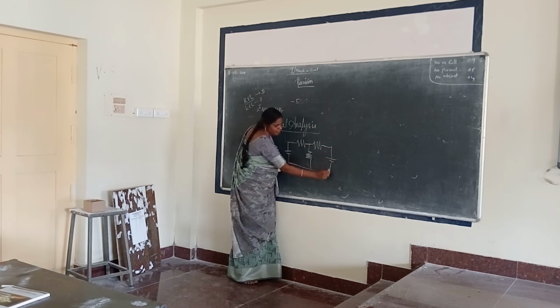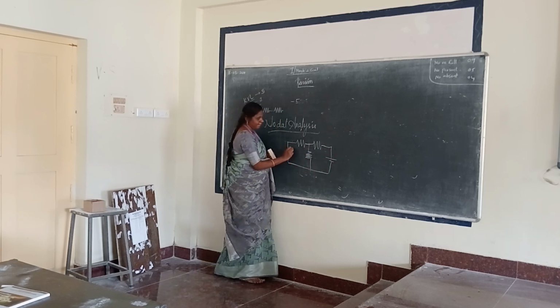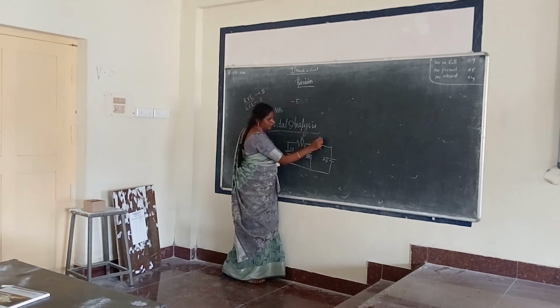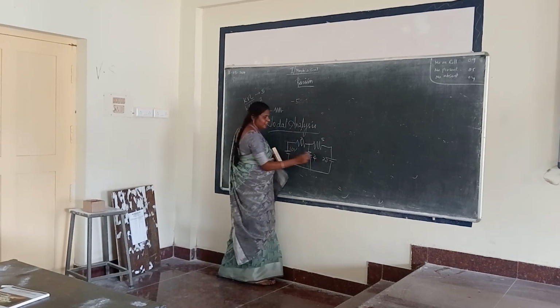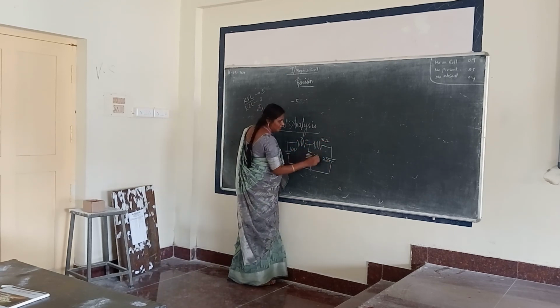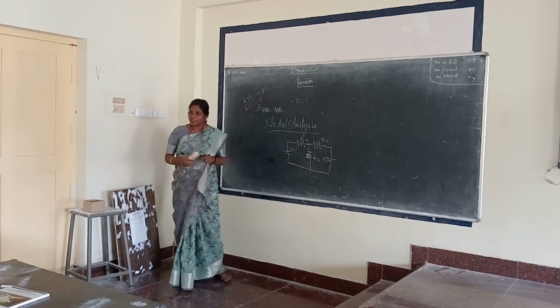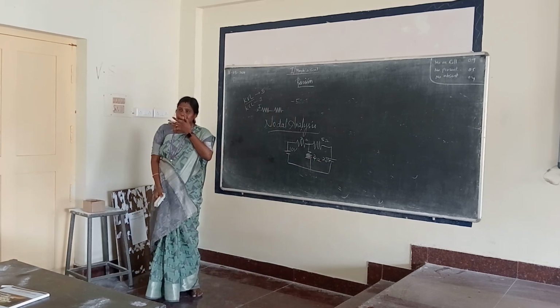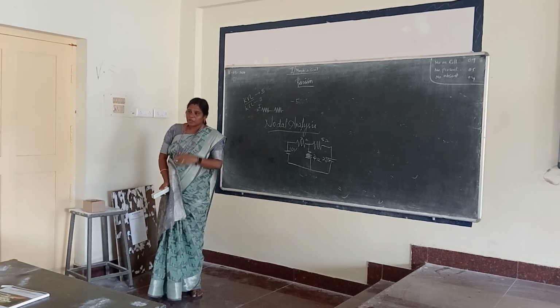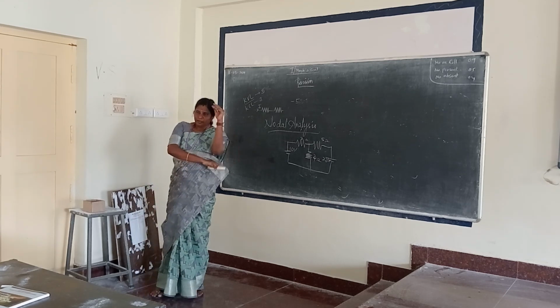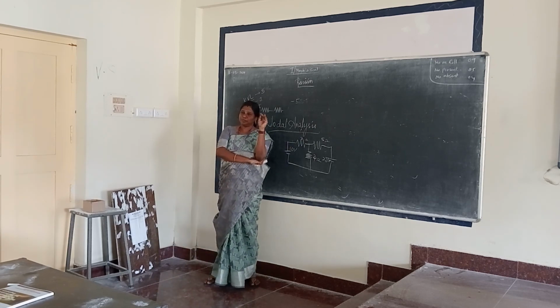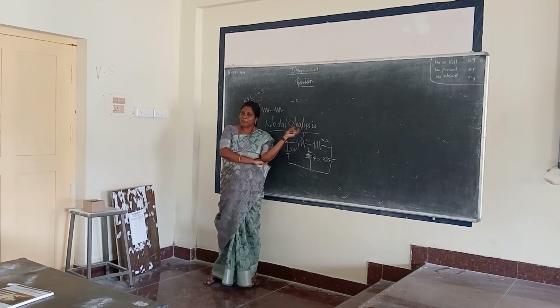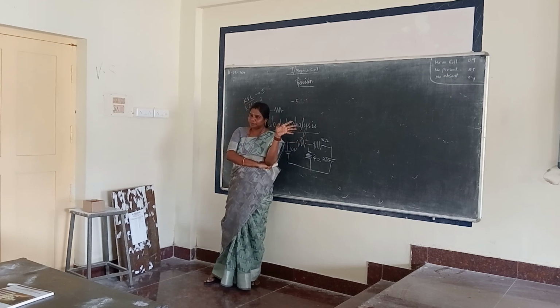What are the steps? First step in KCL. This is voltage. This is ohms, which means resistance. Okay. What is the first step in KCL? What is KCL? The sum of outgoing current is equal to the sum of incoming current, which means that in a node, the sum of incoming current and the sum of outgoing current will be equal.